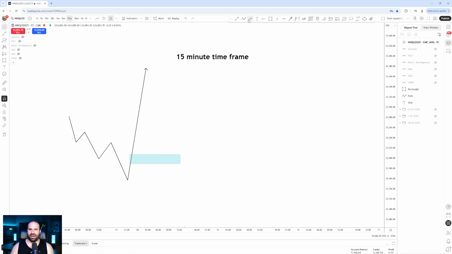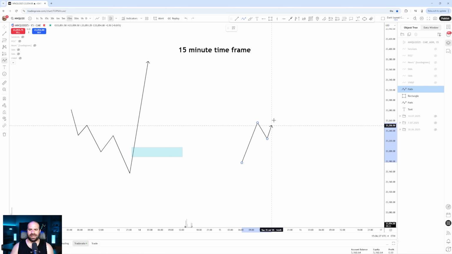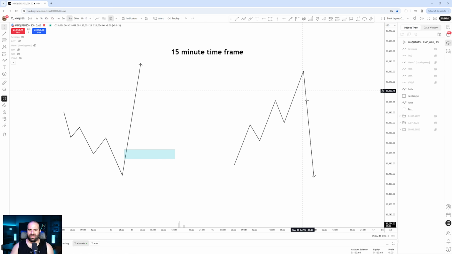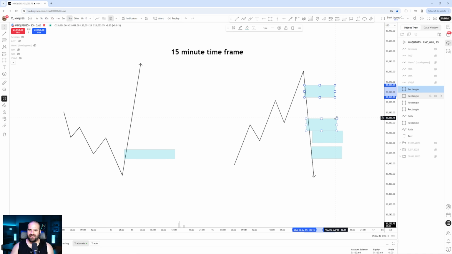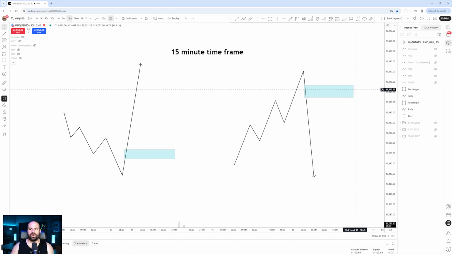And the other way around, I will take the same exact scenario, but from the opposite side. If we suppose that we have this impulsive movement towards the downside, and let's suppose that we have a ton of fair value gaps, 1, 2, 3, 4 right here, and this is the highest one, you will go ahead and you will identify the highest one.